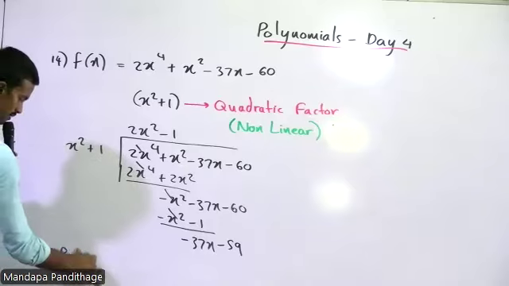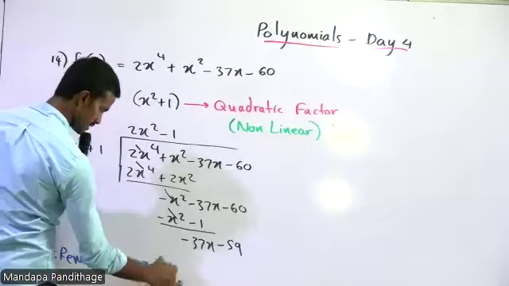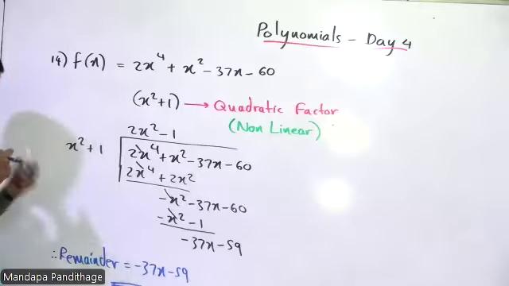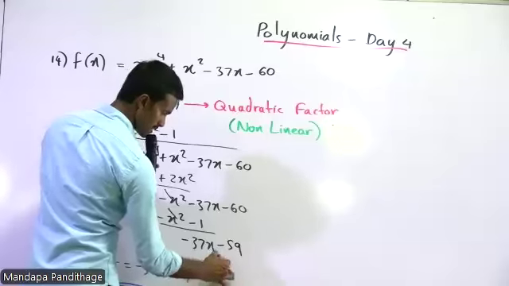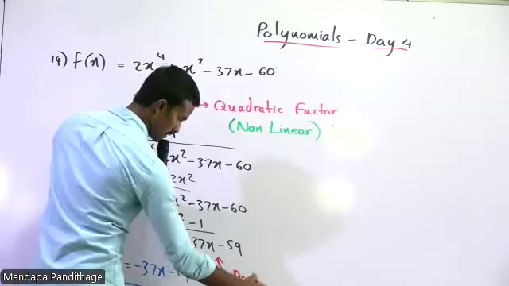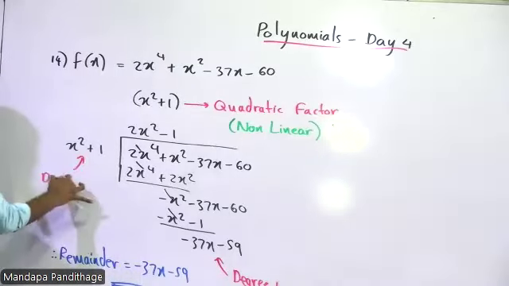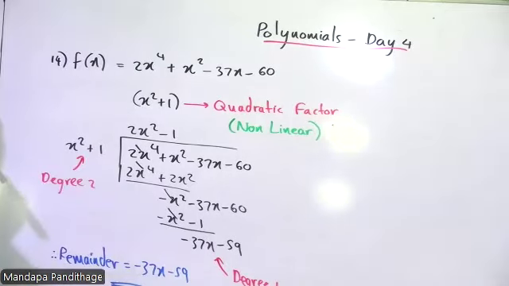So what is the remainder? You have to stop the long division. Here it's minus 37x minus 59. So the remainder here is minus 37x minus 59. You have to terminate the division here, because here the degree is 1 and here the degree is 2. So when the degree of the remainder is less than the degree of the divisor, you know that you have to terminate long division. Okay, clear.